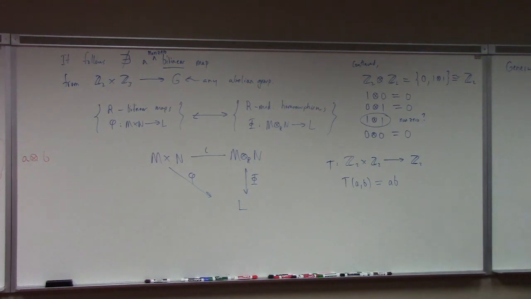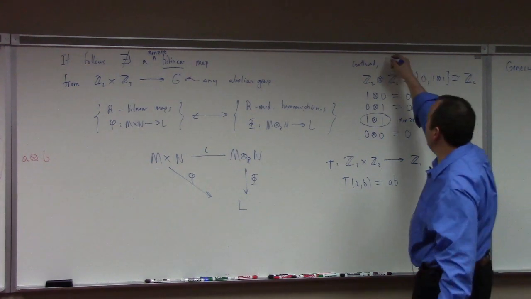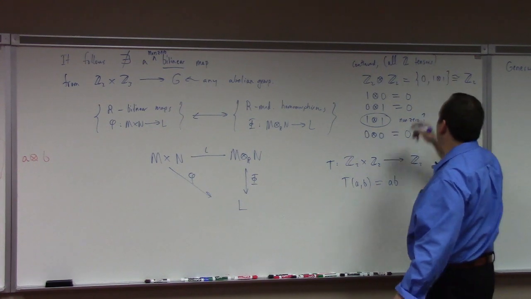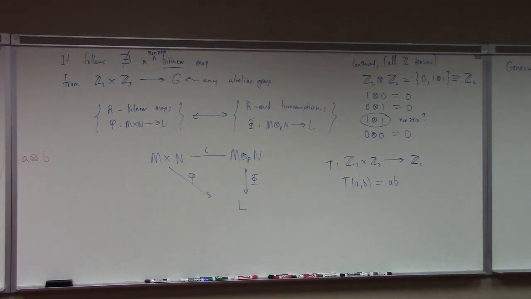So then here we're taking the tensor. We just established that no matter how you tensor, the only elements you can work with are 0 and 1 tensor 1, and 1 tensor 1 will always act like the 1. If we add 1 tensor 1 to 1 tensor 1, we get 0. If we multiply 1 tensor 1 times 1 tensor 1, we get 1 tensor 1.